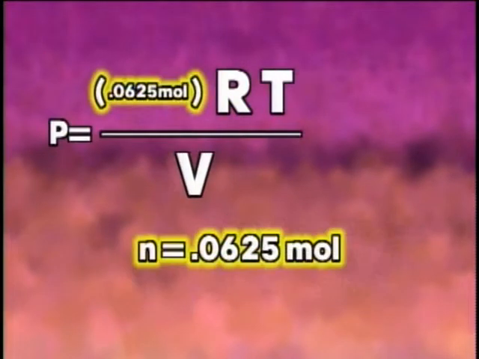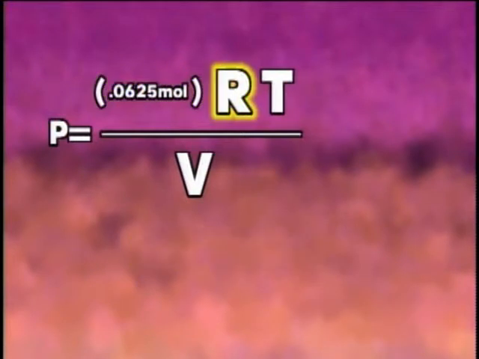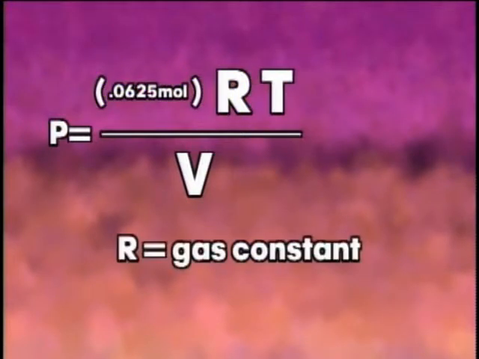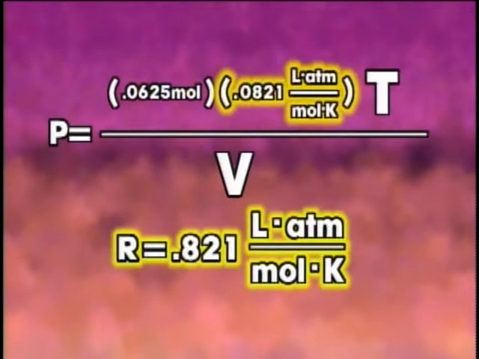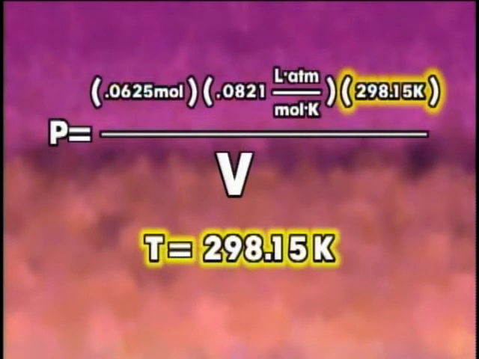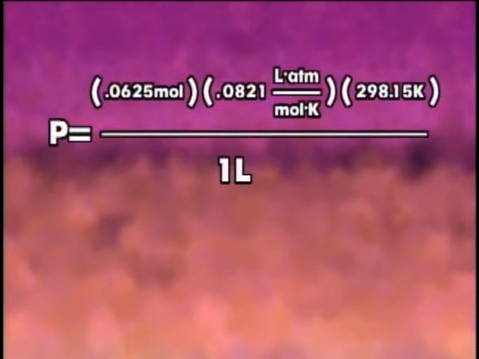The pressure equals the quantity 0.0625 moles times the gas constant. Now you need to choose one of the two gas constants. Since we want pressure, and since the flask is measured in liters, use the one in atmospheres and liters. That's 0.0821 liters times atmospheres per moles times Kelvin. Those two quantities are multiplied by the temperature, which we determined was 298.15 kelvins. And all that is divided by the volume, 1 liter.